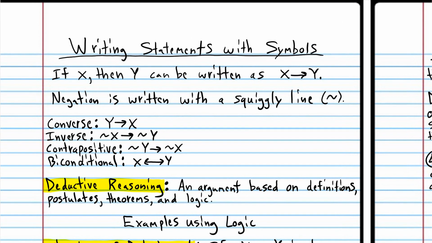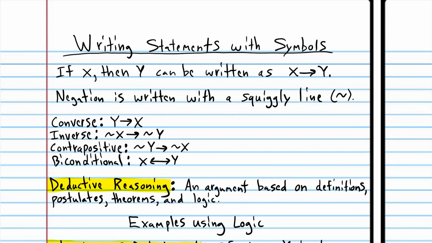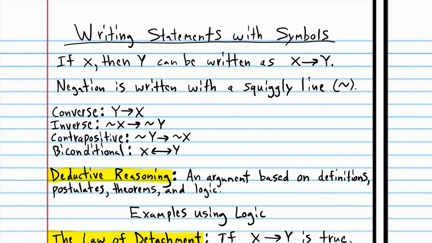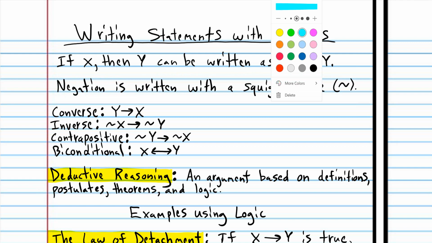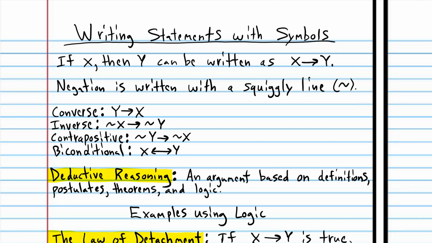Now we're going to learn how to write conditional statements with symbols. You need to be aware that the statement if x then y can be written with an arrow. This means if x then y. So that's just condensed notation. And negation is written with a squiggly line. So if you want to say not x, then you just put a squiggly line in front of it.